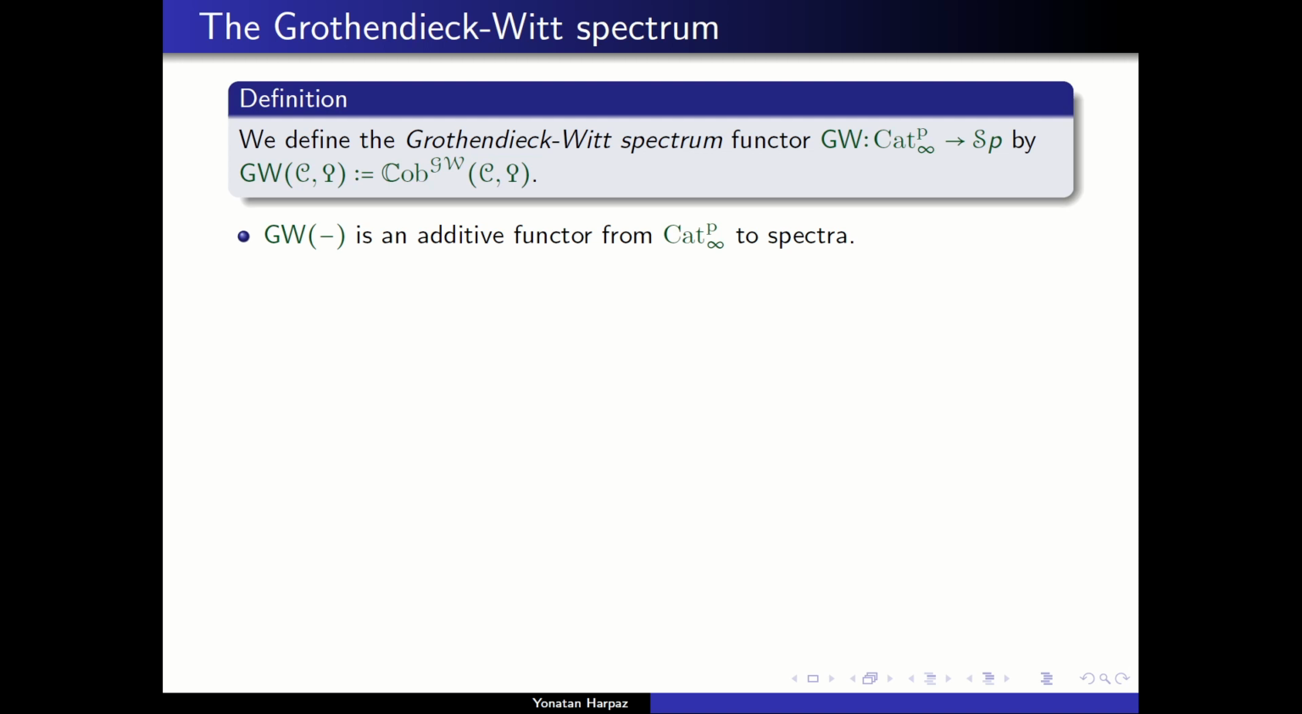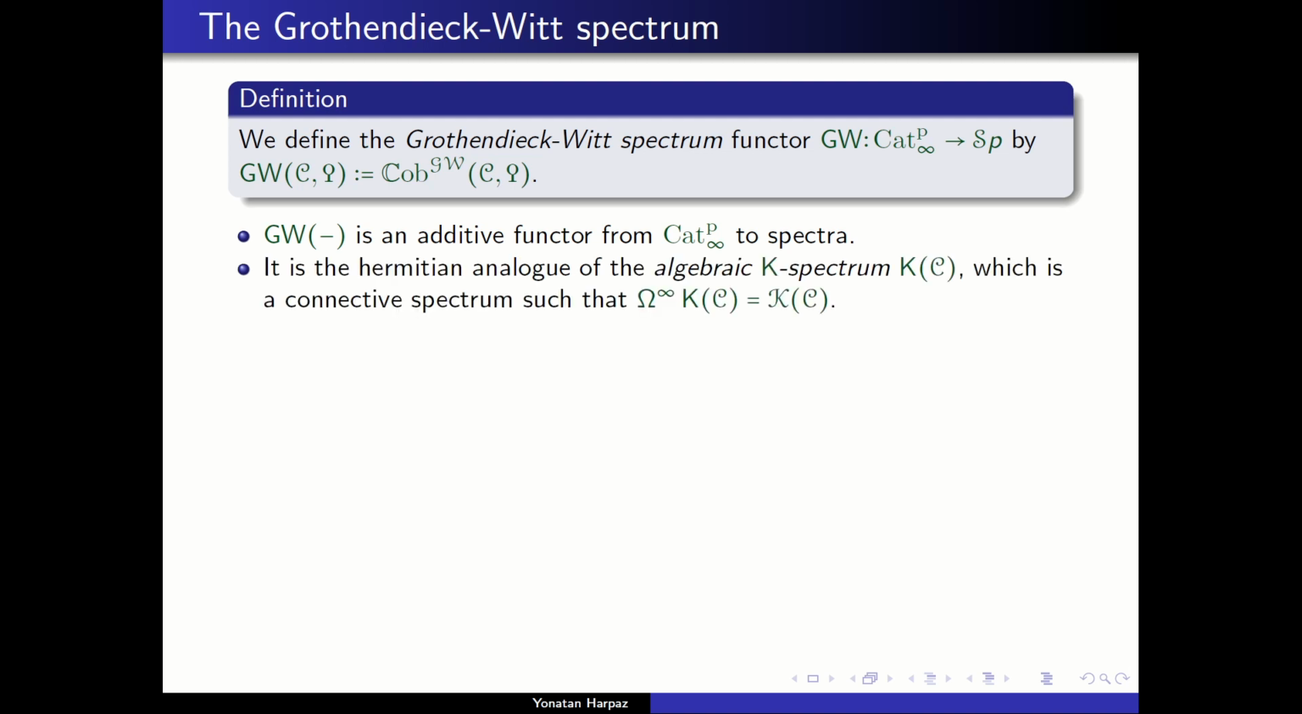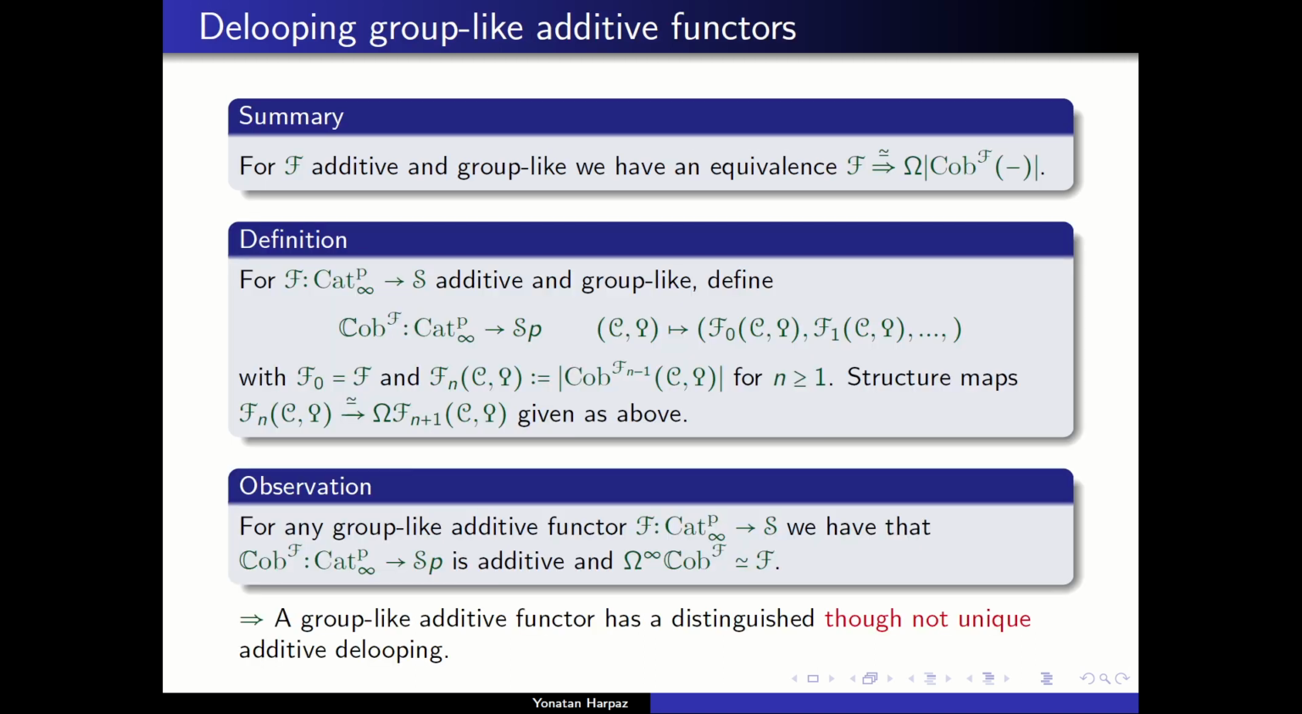And so to summarize some of the key points, GW is an additive functor from cat P to spectra. It is a Hermitian analog of the algebraic K-theory spectrum. This spectrum is a connective spectrum whose infinite loop space is the K-theory space. By contrast, the GW spectrum is generally not connective. So if we go back for a moment here, any additive functor has a distinguished delooping, but this delooping is not connective in general.